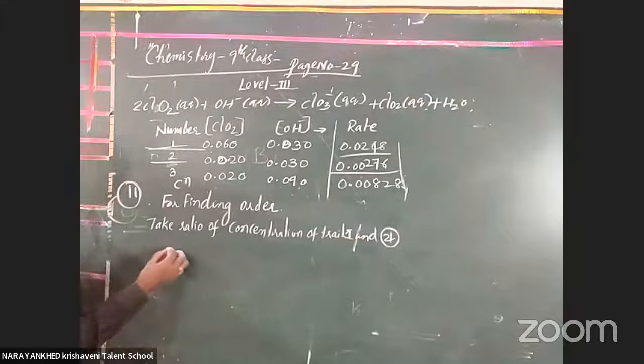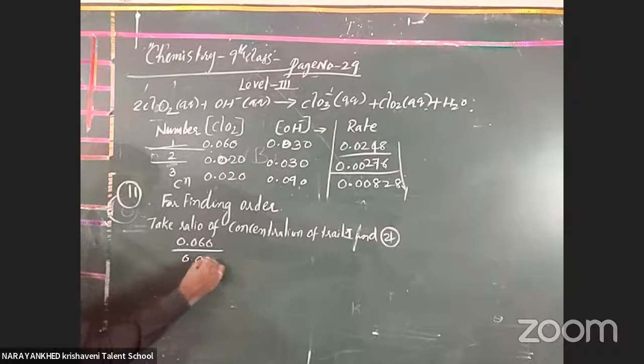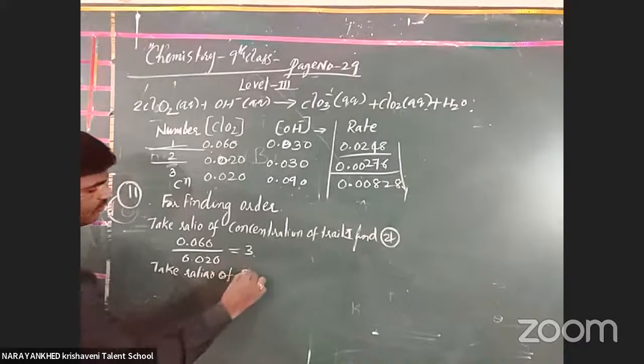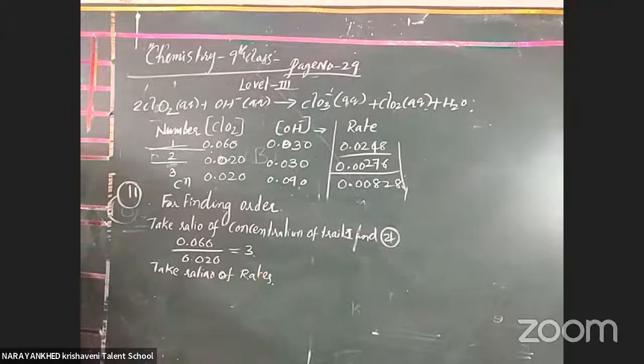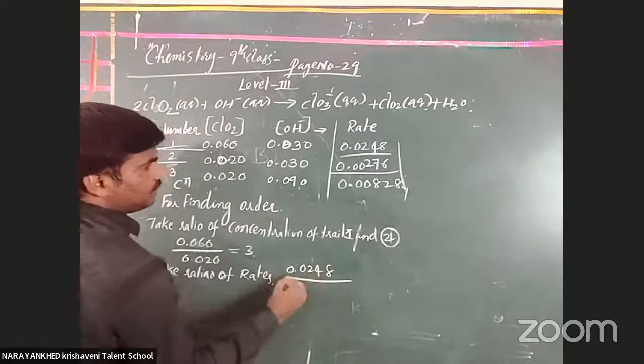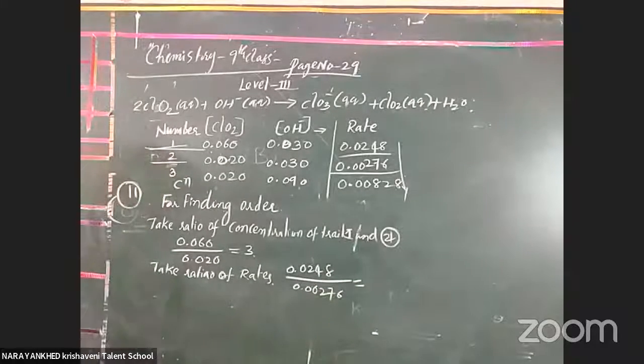It will become 0.060 by 0.020, which is equal to 3. And take the ratios of rates. That becomes 0.0248 by 0.0276, which is equal to 9.